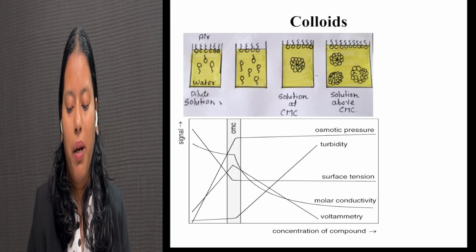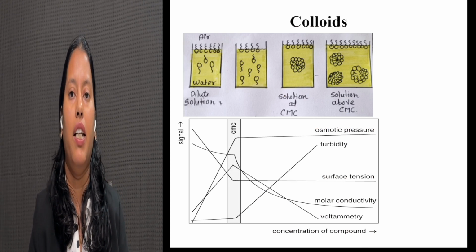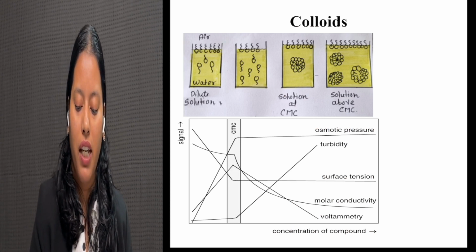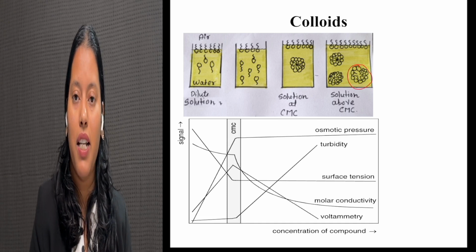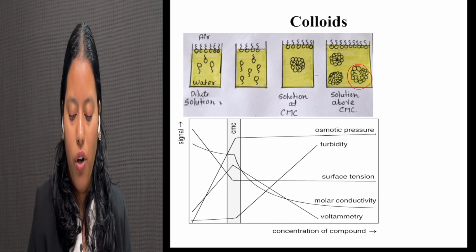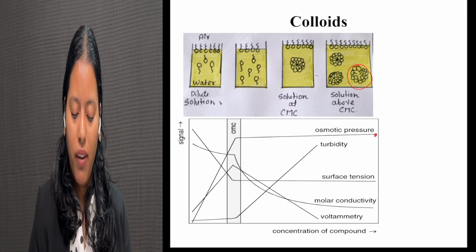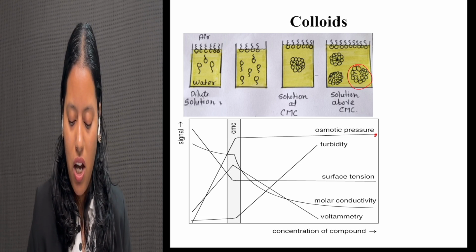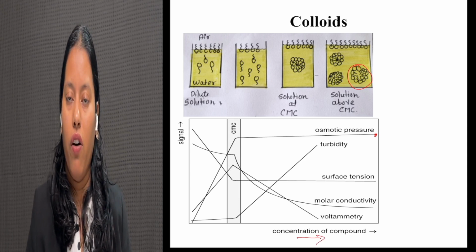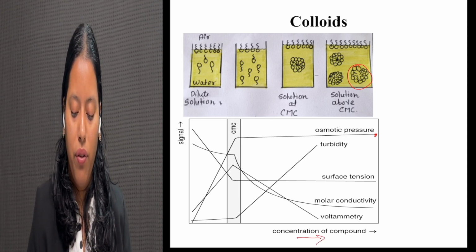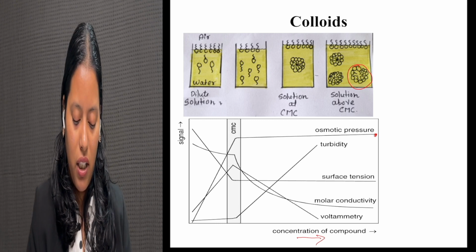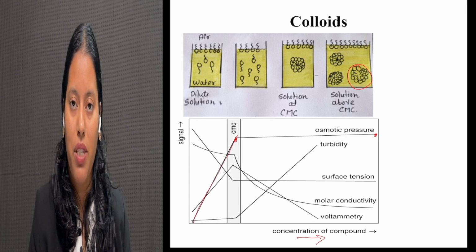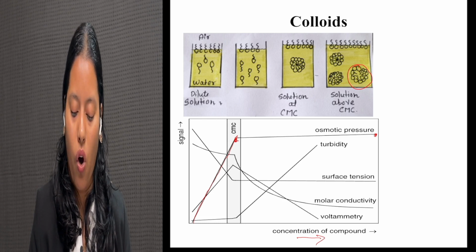Okay, so there are many properties which are getting affected at this critical micelle concentration point. We have seen this cluster is forming, micelles are forming. So we will see the osmotic pressure. Here is the graph where the signals are measured against the concentration addition of the surfactant. So if you add surfactant, the osmotic pressure will increase, but after CMC, the pressure remains constant.